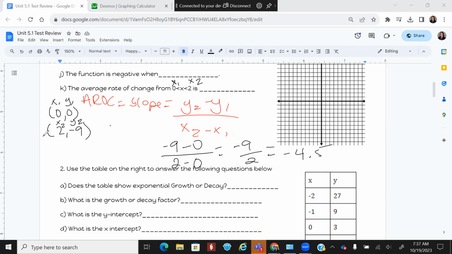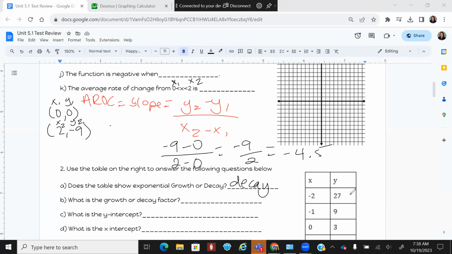No educated guesses. Okay, are we decaying or growing on the next one? Decaying. Look at the y values, they're going down. What is the growth or decay factor?